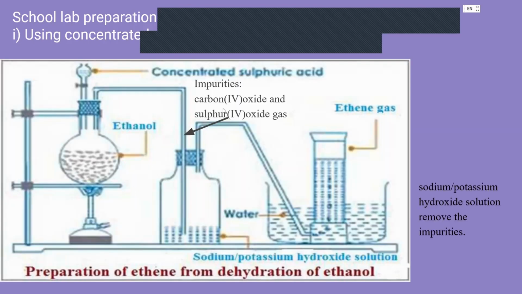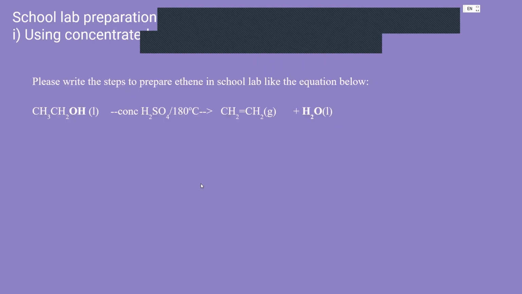In our diagram, we notice that there are two other types of impurities that are produced. You have carbon oxide and sulfur oxide gases. These impurities can be removed, like I said, with either sodium hydroxide or potassium hydroxide. So now that you understand how to use concentrated sulfuric acid to produce alkenes, these are the steps to prepare alkene in the school lab, like the equation below.